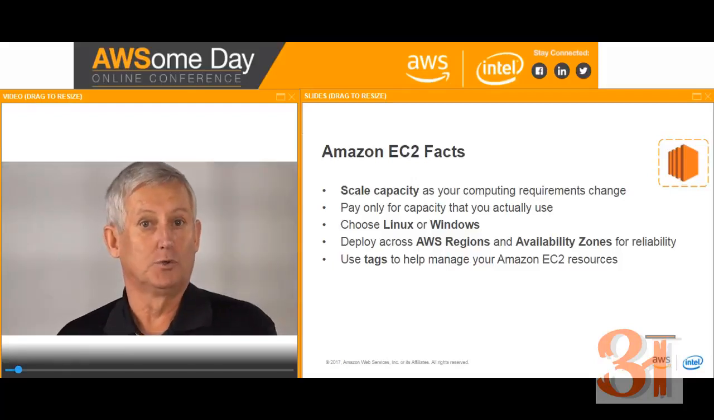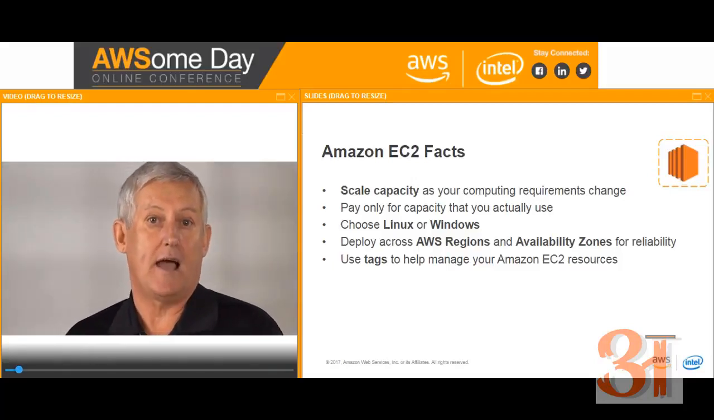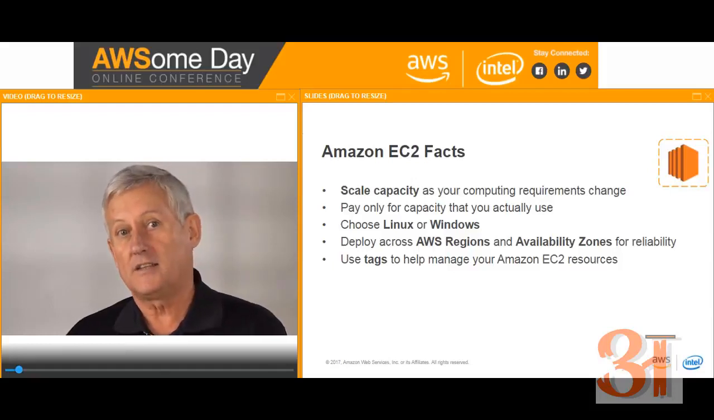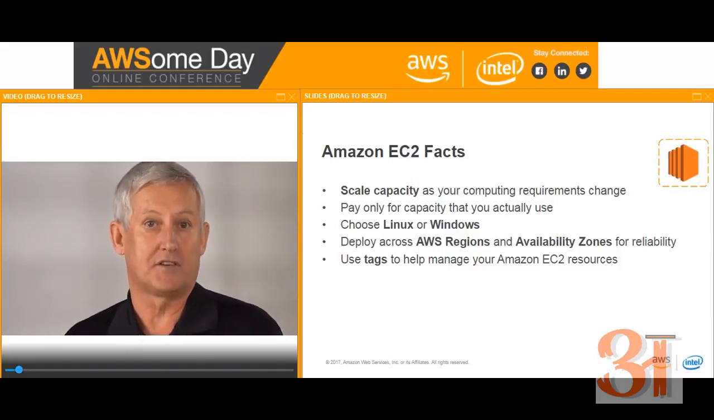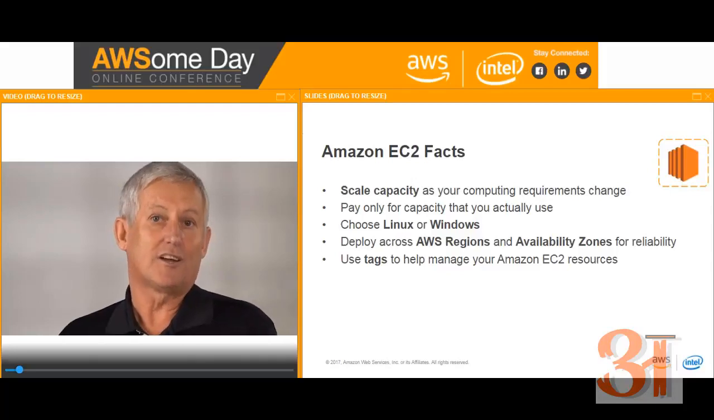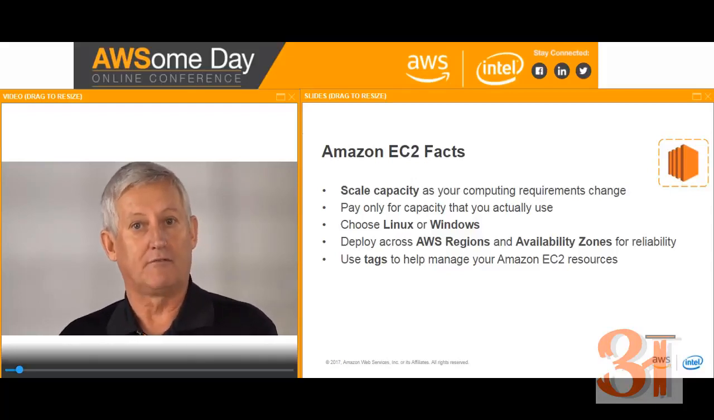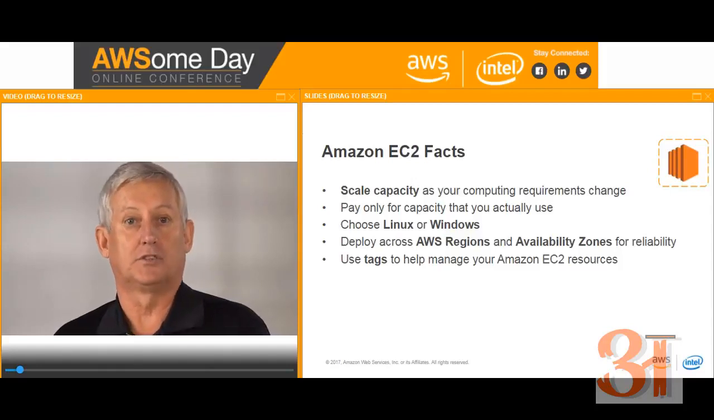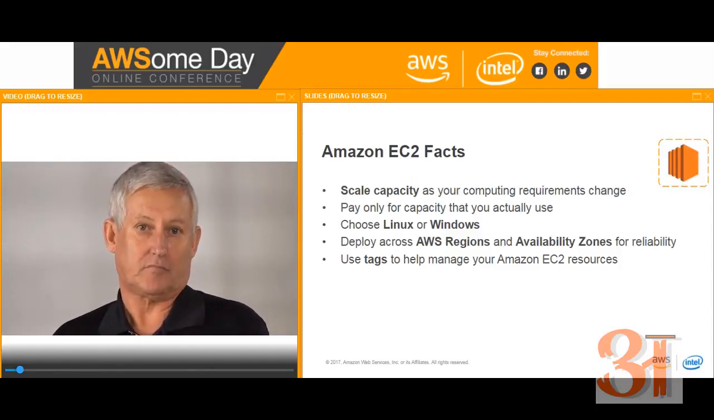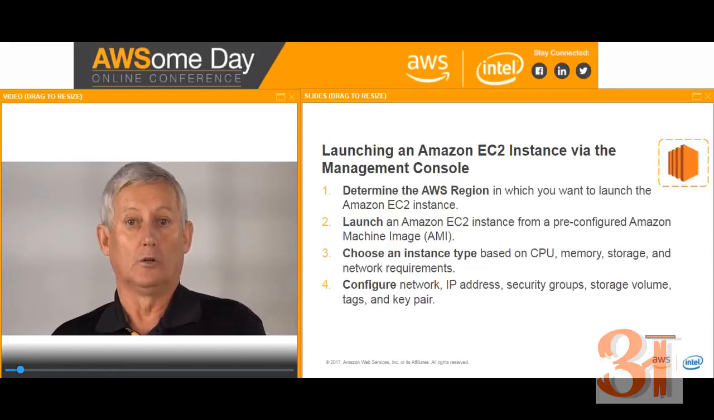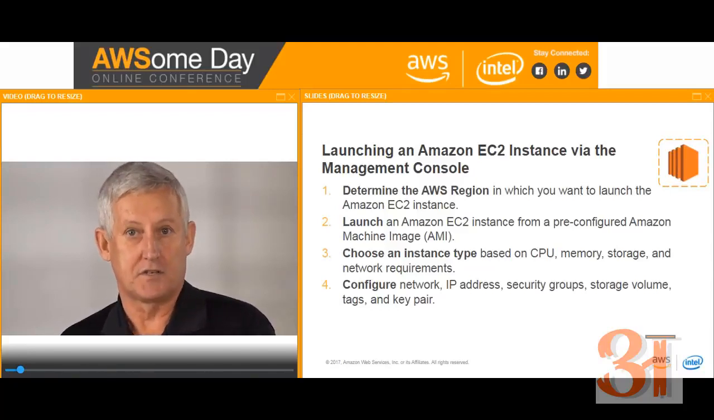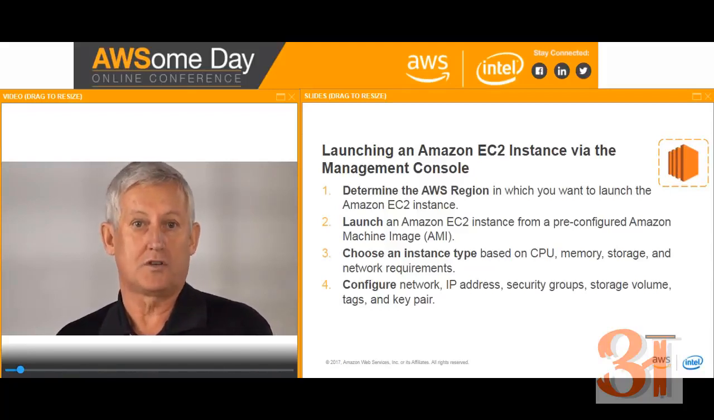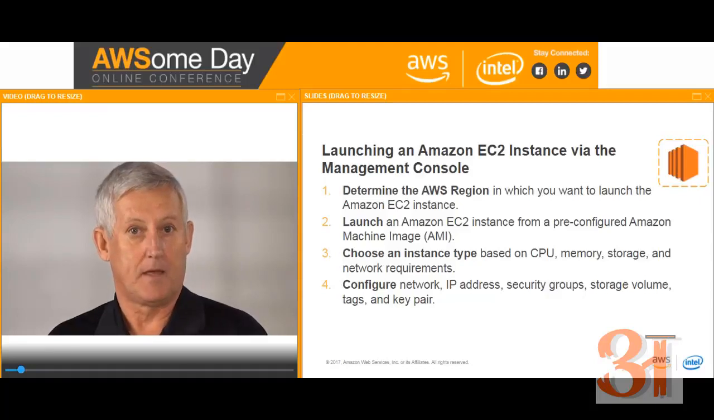EC2 provides the tools for you to build failure-resilient applications and isolate the applications from common failure scenarios. You can leverage the AWS global infrastructure to deploy across regions and availability zones for reliability. When creating or launching an EC2 instance, decide which region you want to have that instance in.